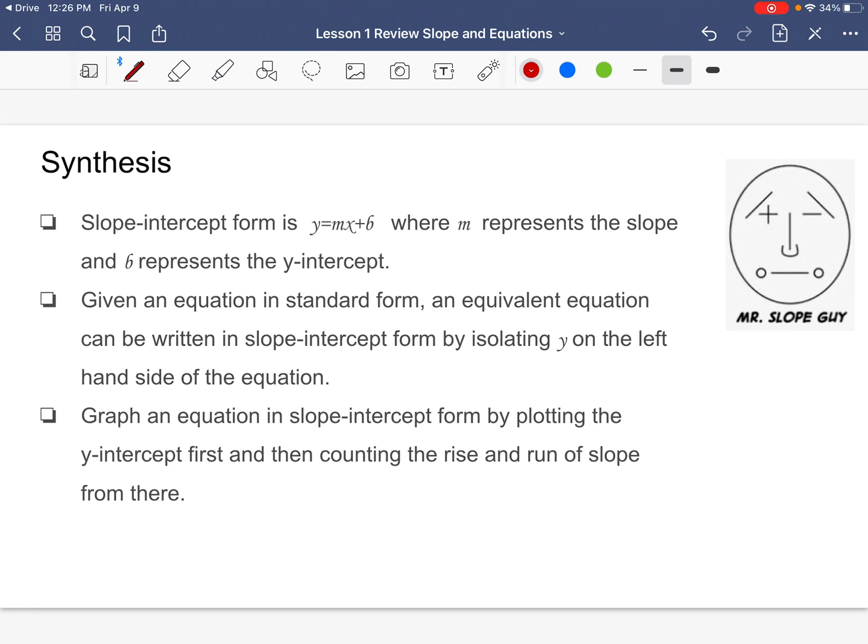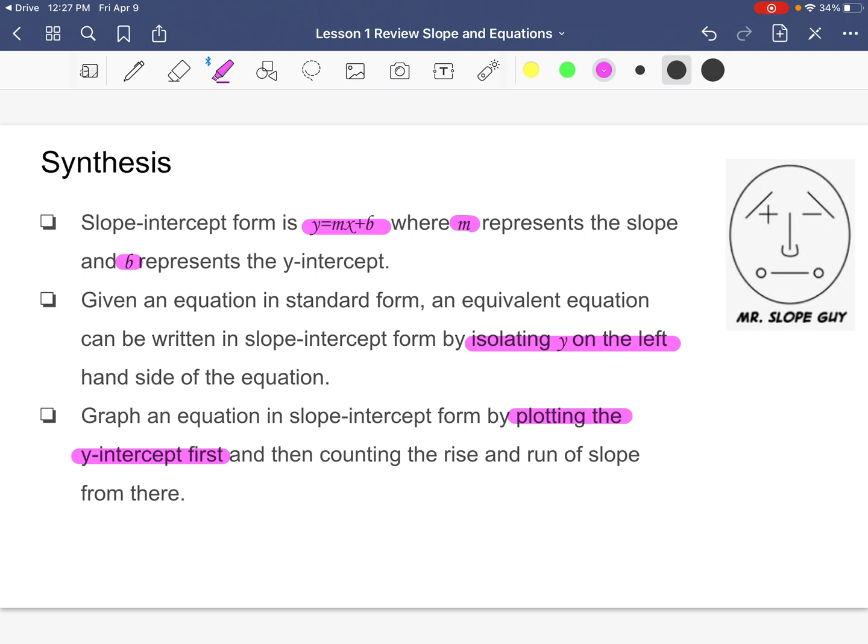So slope-intercept form is y equals mx plus b, where m represents the slope and b represents the y-intercept. And if you're given an equation in standard form, like we had 2x plus 3y equals 15, we need to isolate y on its own on the left-hand side. And we can graph an equation by plotting the y-intercept first and then counting the rise and the run of the slope from there.